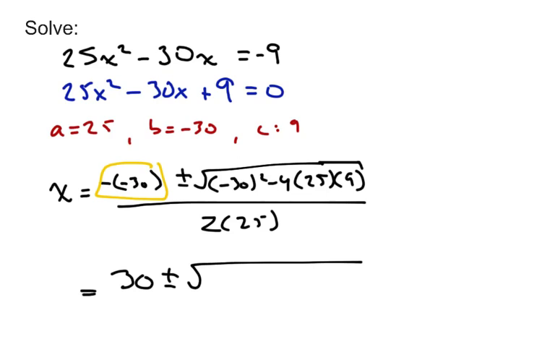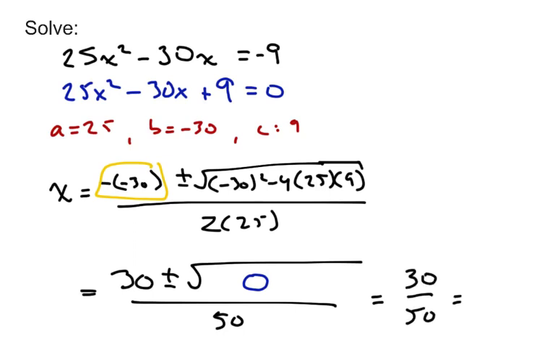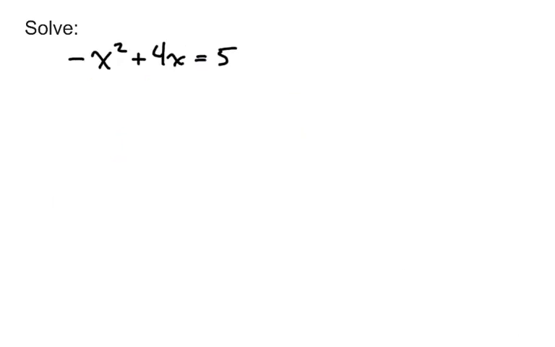And we could probably just type all of this into our calculator. Make sure you use parentheses so you're not taking the opposite of 30 squared, but you're actually squaring negative 30. And you'll end up with an interesting result that we get 900 minus 900, and everything underneath there ends up just being 0. Then down in the denominator, 2 times 25 is just 50. So we have 30 plus or minus 0 is just 30 over 50, which is 3/5. So this one will only have one solution.